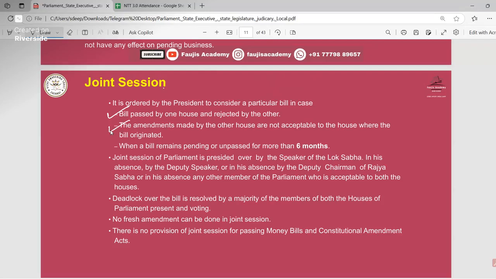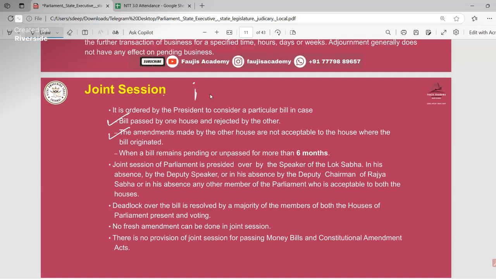Second, the amendments made by the other house are not acceptable to the house where the bill originated. For example, a bill originated in the Lok Sabha, and Rajya Sabha has made some amendments and passed it back to Lok Sabha. But Lok Sabha thinks that if that amendment is made, then the nature of the bill gets destroyed. Therefore, it can say no, we cannot accept the amendment. So there is a tie arising between them, and a joint session will be called.